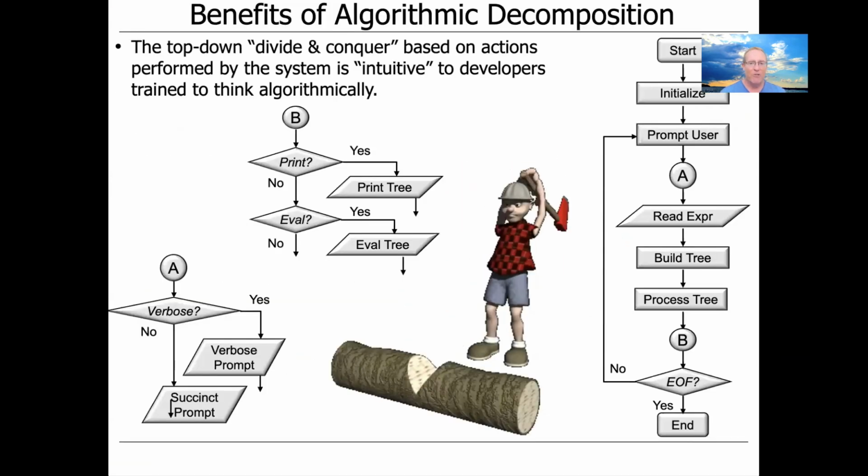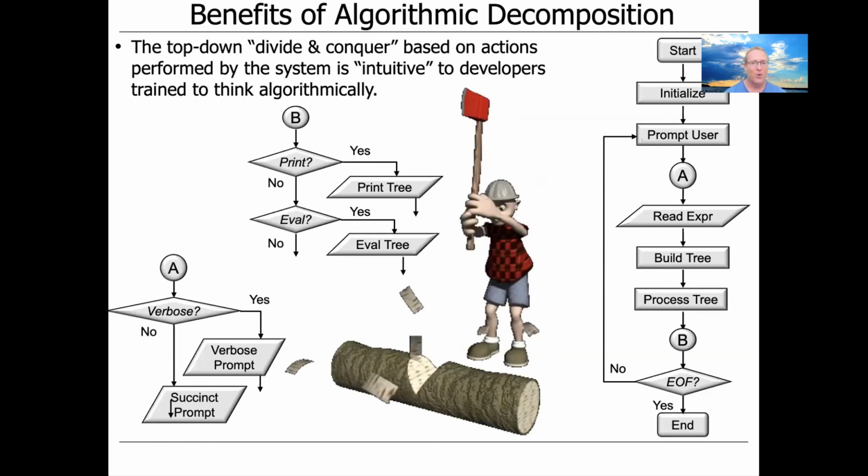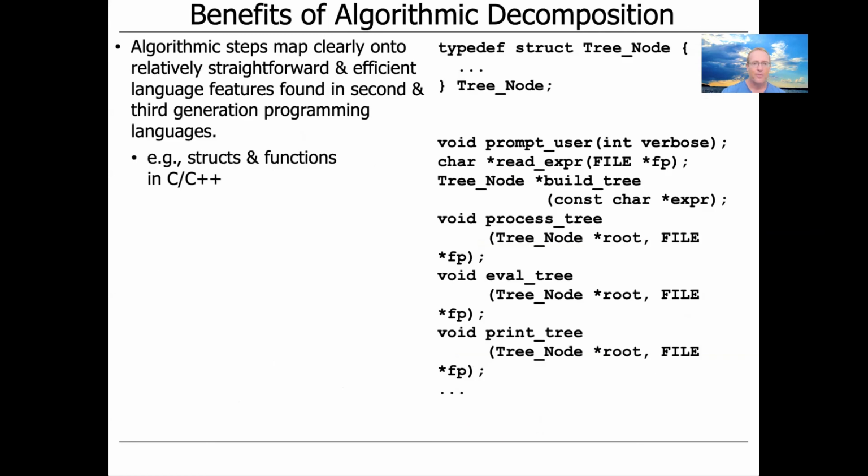So what are the benefits of an algorithmic decomposition? For certain generations of programmers, especially people who kind of grew up programming in the 70s and 80s, and even perhaps part of the 90s, this top-down divide and conquer based approach based on actions performed by the system is very intuitive to people who've been trained to think algorithmically. And this was really the way things were done for quite a long time. And it's quite amazing how much classic software, things like Unix or Linux, for example, is developed using this kind of an approach.